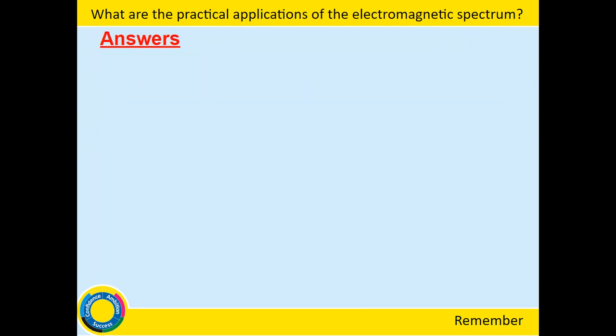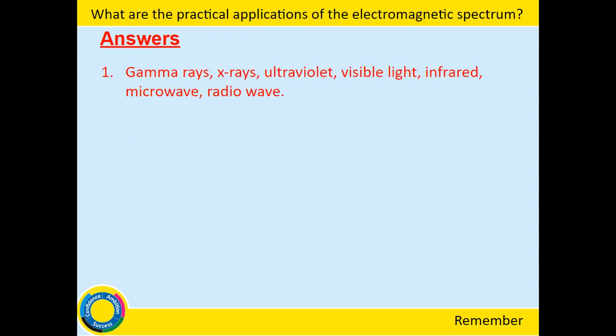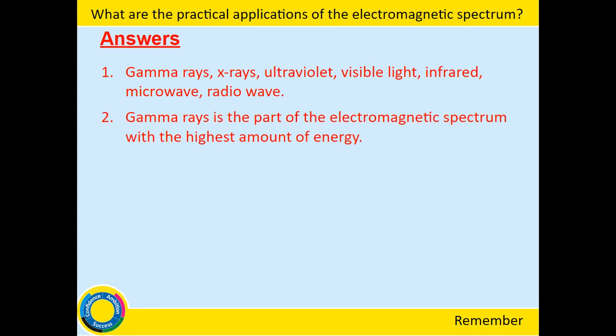Okay, so answers. For the first one, gamma rays have the shortest wavelength, then X-rays, ultraviolet, visible light, infrared, microwaves, and radio waves. Now, which one has the most energy? Well, that's the one that has the shortest wavelength, which is gamma rays. Then ultraviolet light is used to kill bacteria in water by wastewater companies, and that's a bit of a link back to Mr. Fisher's lesson about wastewater as well.